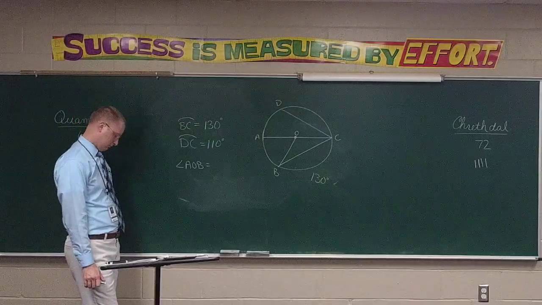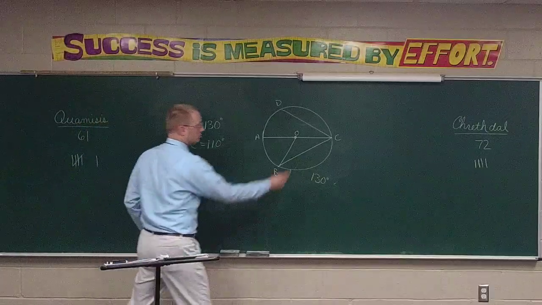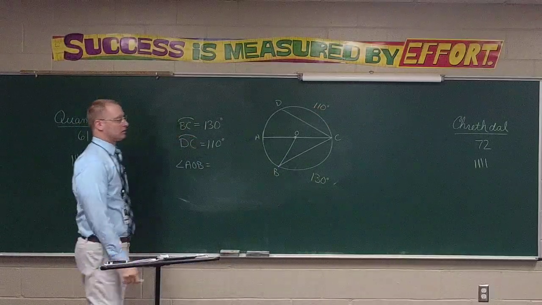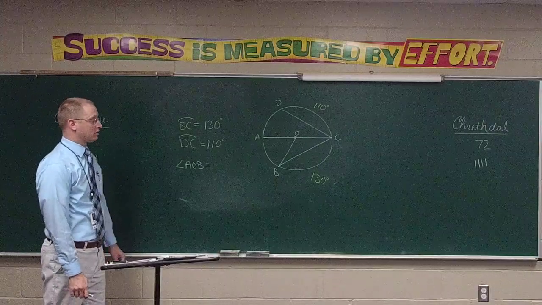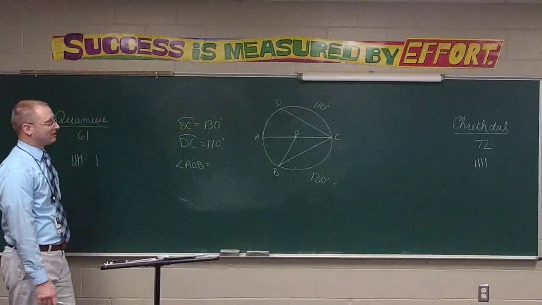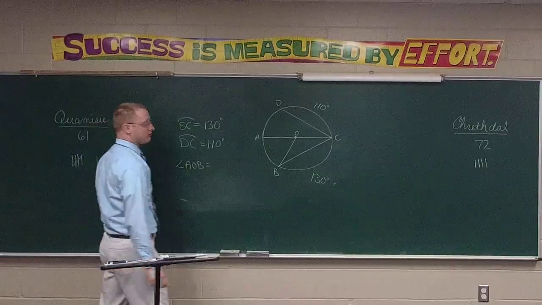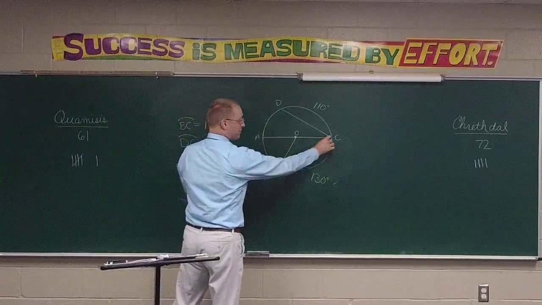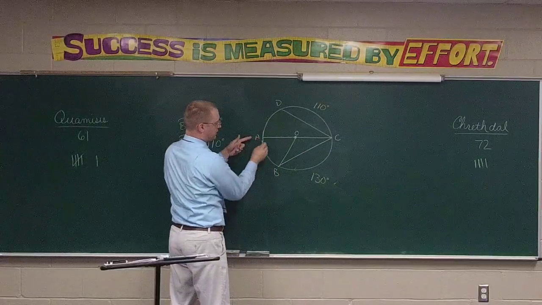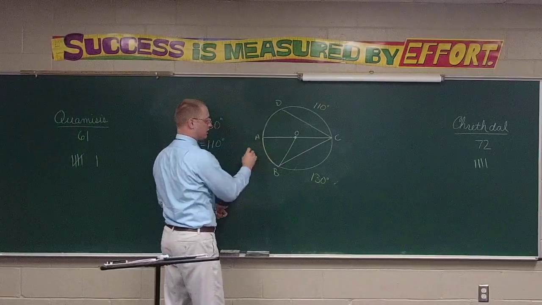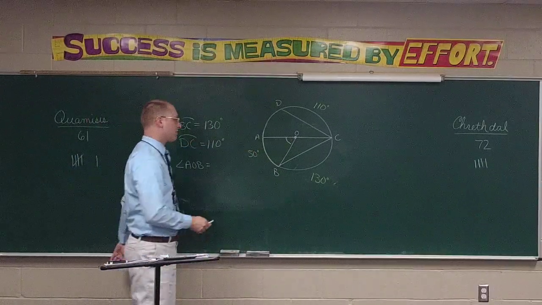20? No, it's 60. It should be 50 degrees. We know that if this is a diameter, because it goes through O, we have 180 degrees, right? 130 of them here, how many degrees does that leave for arc AB? 50 degrees. What kind of angle is angle AOB? Central. Central angle is equal to its arc, so it should have been 50 degrees.